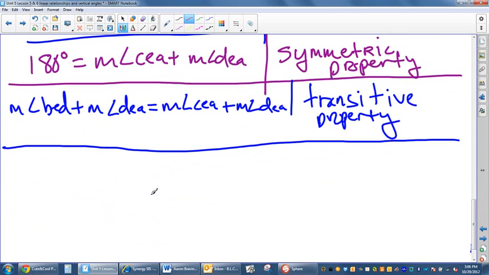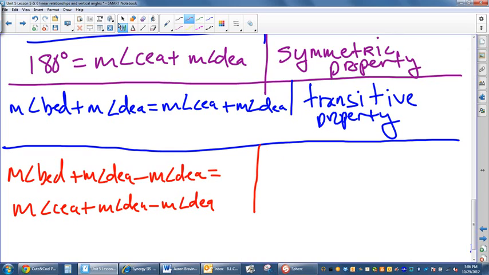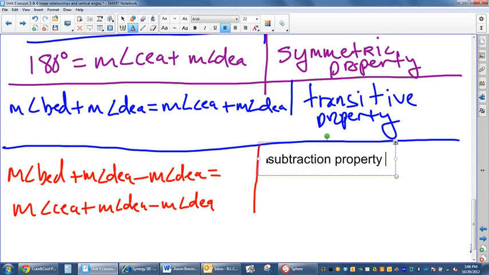Michael? Subtraction property. Great. So I get the measure of angle BED plus the measure of angle DEA minus the measure of angle DEA equals the measure of angle CEA plus the measure of angle DEA minus the measure of angle DEA. And that is by the subtraction property of equality.